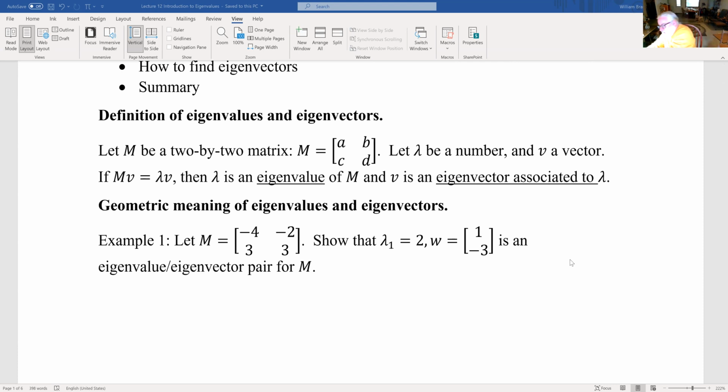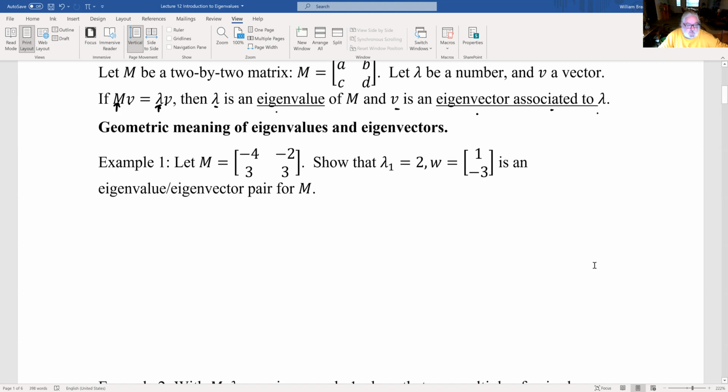If we have a 2x2 matrix, and you can do this with higher order matrices, and we'll look at that later in the semester. For a 2x2 matrix M with entries A, B, C, D, lambda is some number and V a vector. If you get M times V equals lambda times V, remember that this is a matrix and that's a number, then lambda is called an eigenvalue and V is an eigenvector associated to lambda.